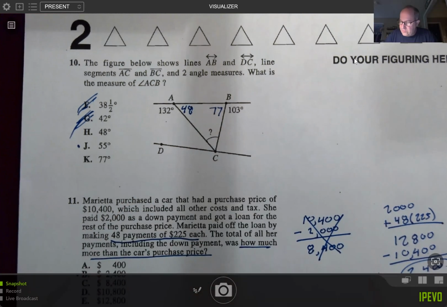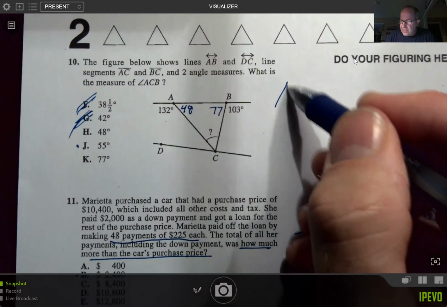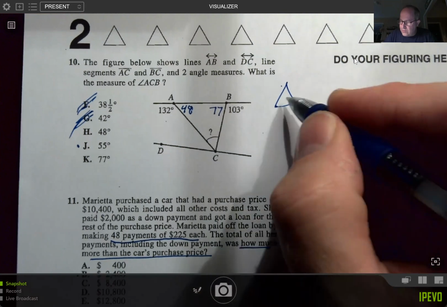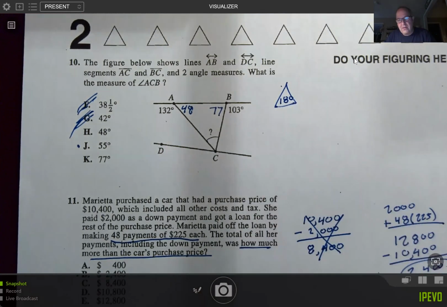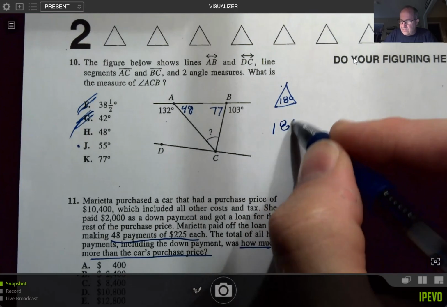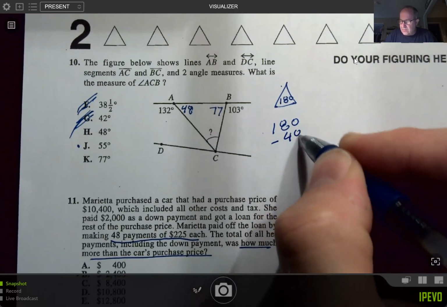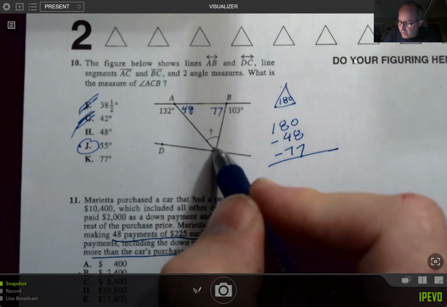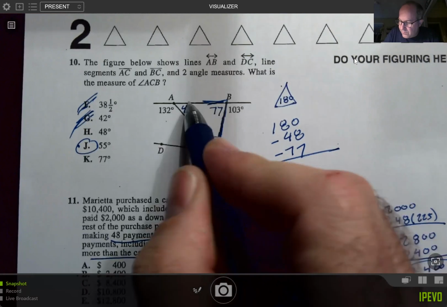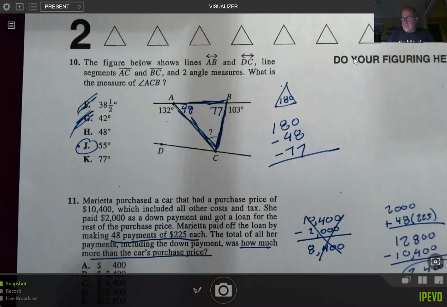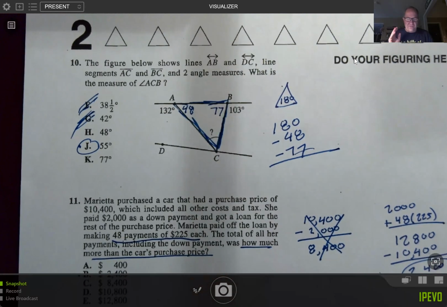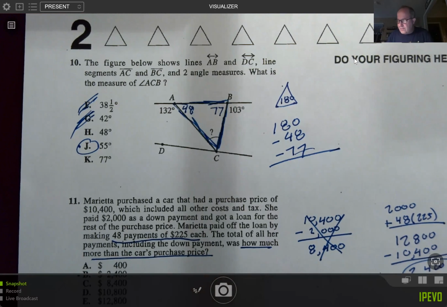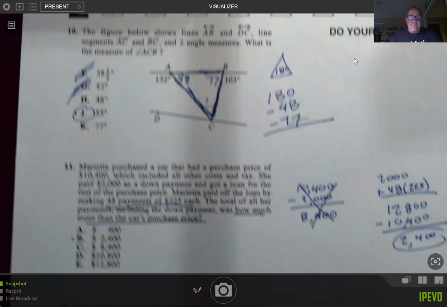And then there's a big thing in geometry that says all the angles in a triangle always equal 180 every time. So if I took 180 and subtracted the 48 and subtracted the 77, I would wind up with letter J, right? Because this is the triangle I'm looking at. Okay. Again, use the calculator to subtract those. Don't do it in your head. You'll make an error.